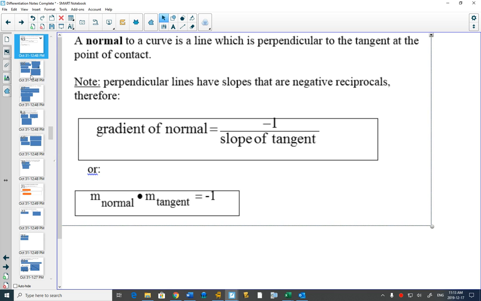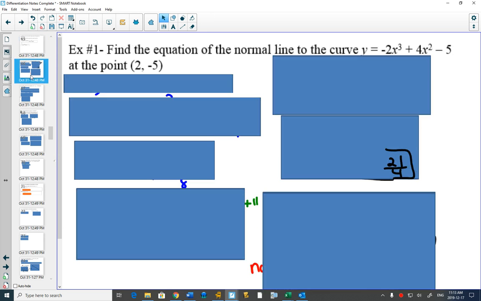So here's our first example. Find the equation of the normal line to the curve y equals negative 2x cubed plus 4x squared minus 5 at the point 2, negative 5. So again, big perspective. To find the equation of a line, you need to have a point and a slope. We already have the point, 2, negative 5.